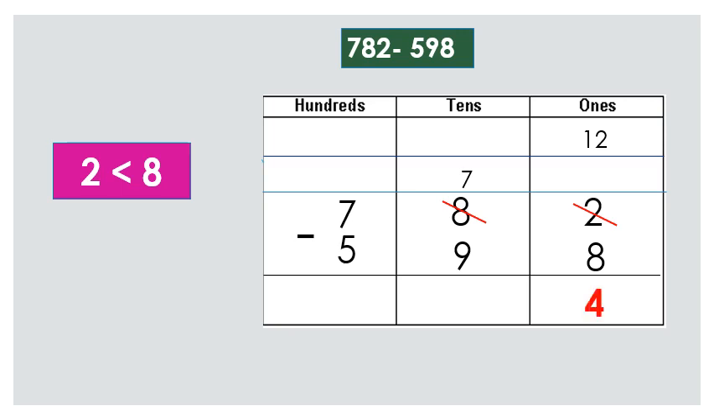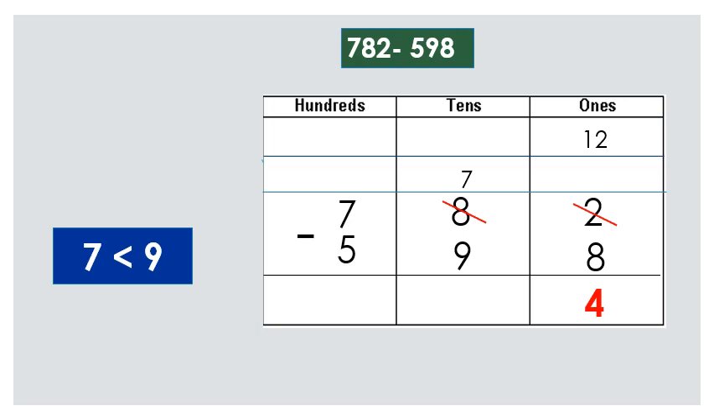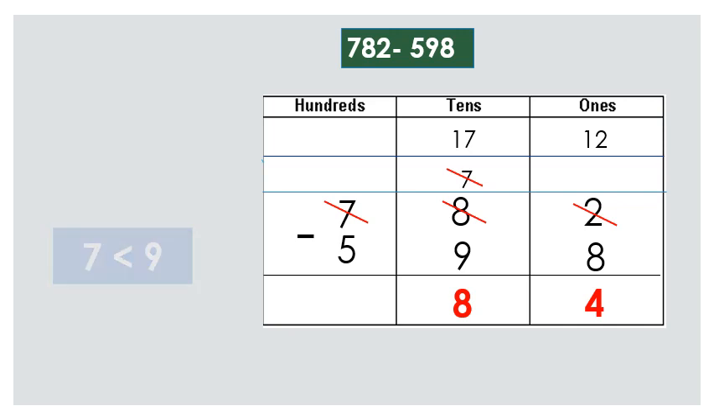Now subtract the tens column. 7 minus 9. 7 is less than 9. So we have to borrow from the hundreds column. After getting 10 tens, 7 will become 17. Now subtract 17 minus 9 is equal to 8. After giving 100, 700s become 600. Now subtract 6 minus 5 is equal to 1. So the difference is 184.